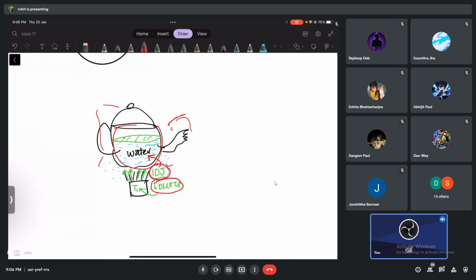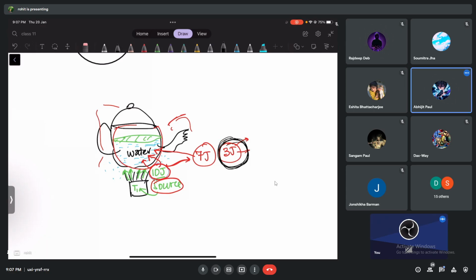So out of this 10 joules, will all the 10 joules go to the water, or will it not go to the water? It will not go. So let's say 7 joules goes to the water, heating the water, but 3 joules is going where, guys? Lost to the surroundings. So can the working substance gain all the heat and convert it into energy, or will it reject some of it to the sink? Reject some. Yes.